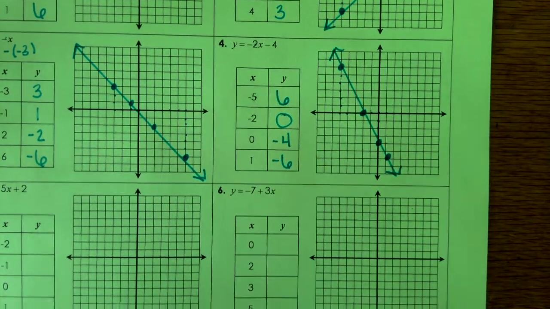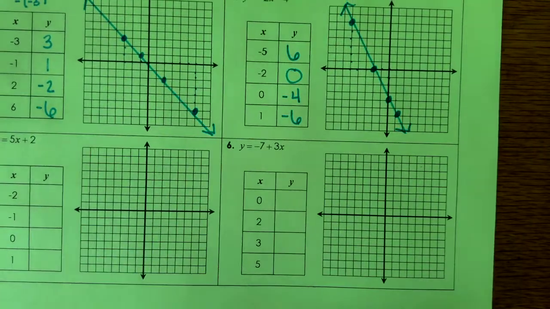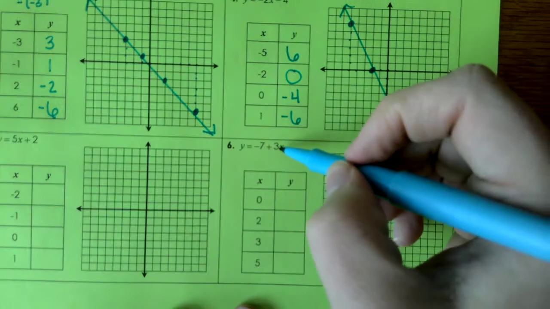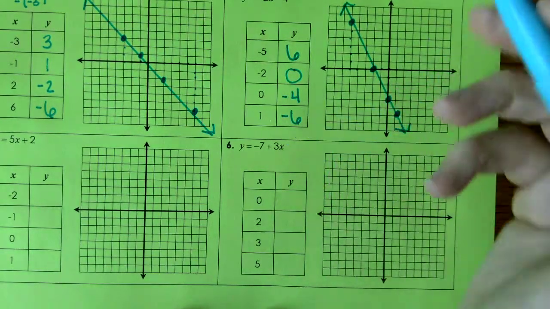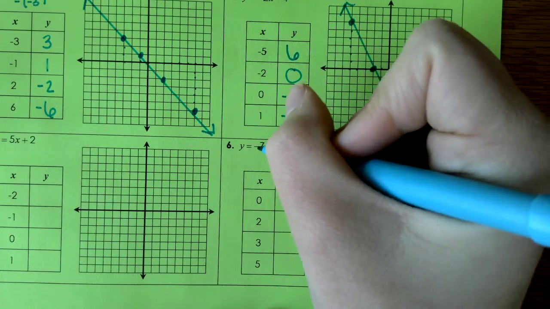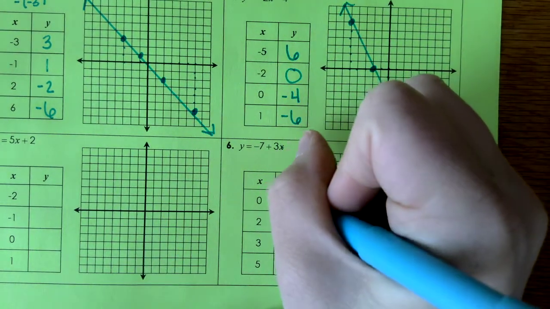Okay, number 6 then is just like what we did in our notes yesterday where we had to just flip-flop them. Well, I'm still just going to plug in 0 here, and you always do your multiplication first. So 3 times 0 is 0. Negative 7 plus 0 is negative 7.